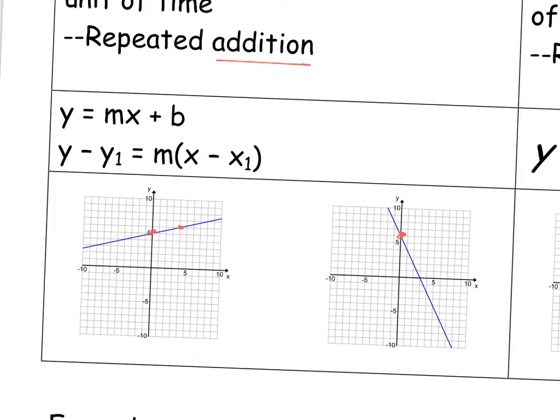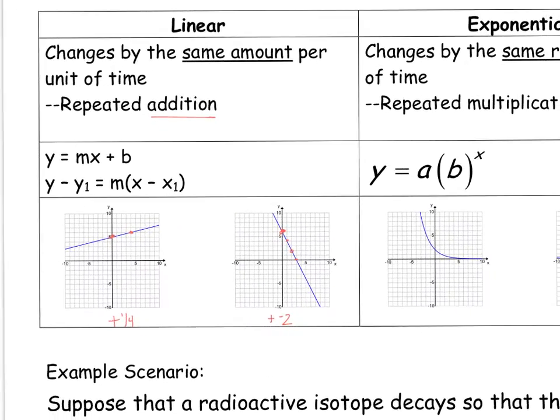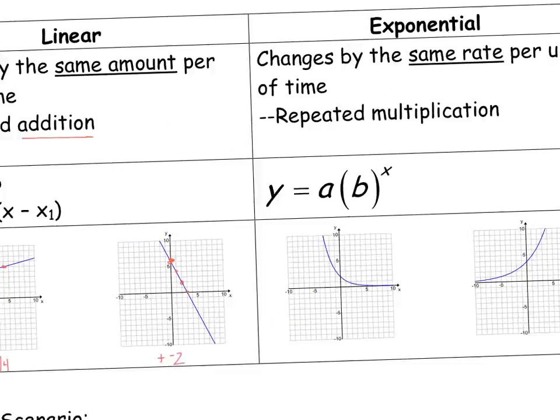Here on the second graph, you started at 6 and it went down 2. So you subtracted or added -2 each time, each unit. So we added 1/4 here. Whoops, that wasn't a 4. And then we added a -2 if we're going to talk about just adding. Otherwise, it's the same as subtracting. Okay? All right, so that is linear. We've talked about that for a long time.